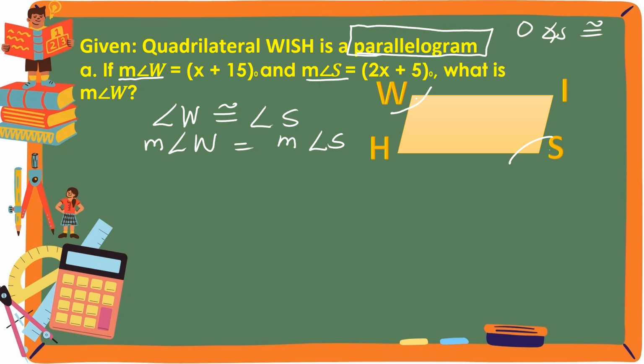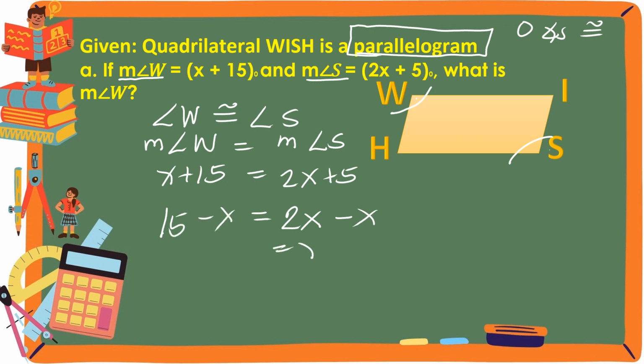So, isosolve lang natin, si angle W is x plus 15. At yung ating angle S ay 2x plus 5. So, we simply solve by transposition. So, we're going to have 2x minus x. Transpose ko yung x dito. You have x, I have 15. We have 15 minus 5. So, 2x minus x, the value of x is 10.